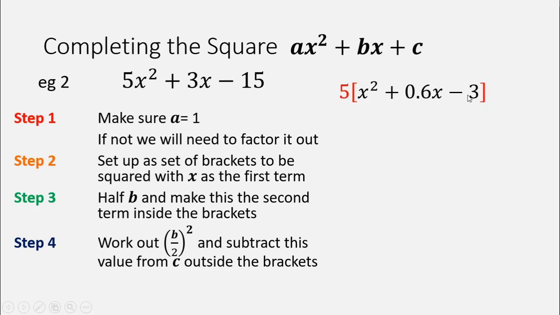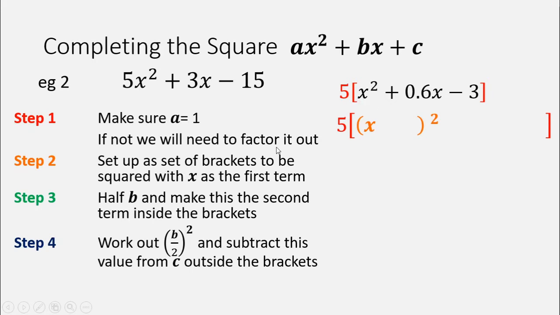Okay, now I've got a quadratic inside this squared bracket here, where I've got an x squared term with no number in front of it. So I'll go ahead and on step 2, set up a set of brackets to be squared with x as the first term, inside my square brackets where I've got the 5 out front. Okay, ready to go. If I square this, it's going to give me the x squared. What's the number that needs to come after it?